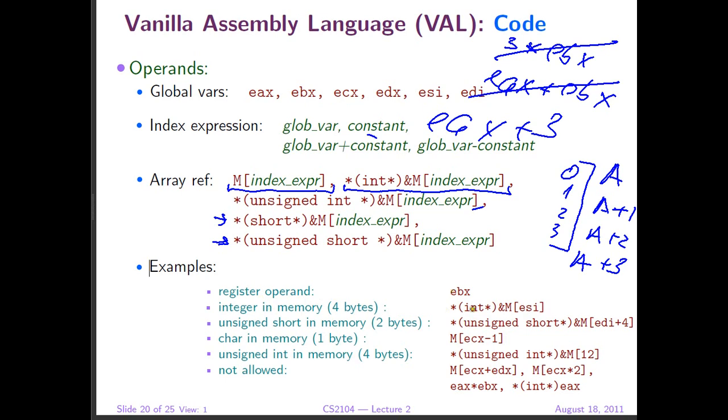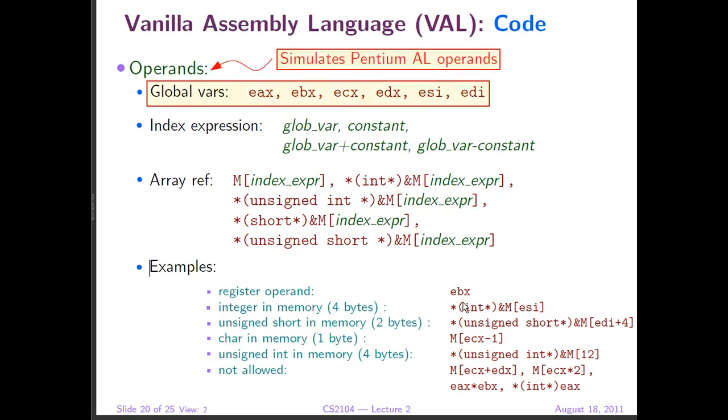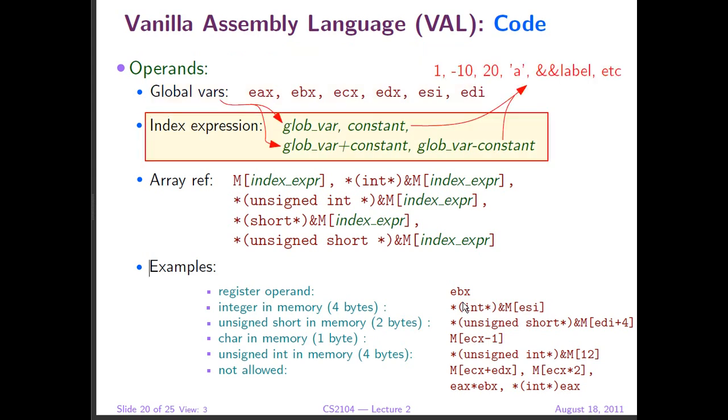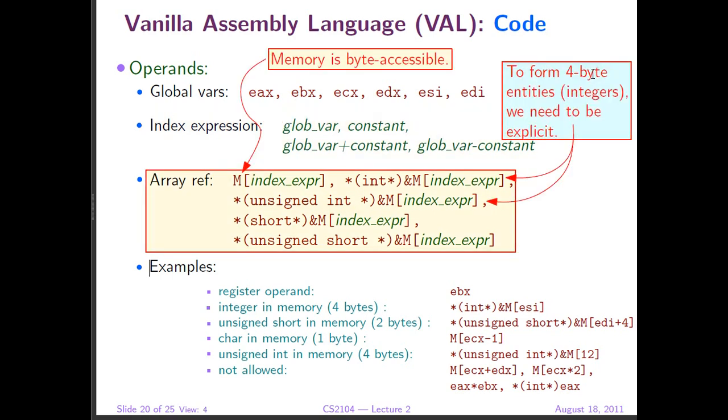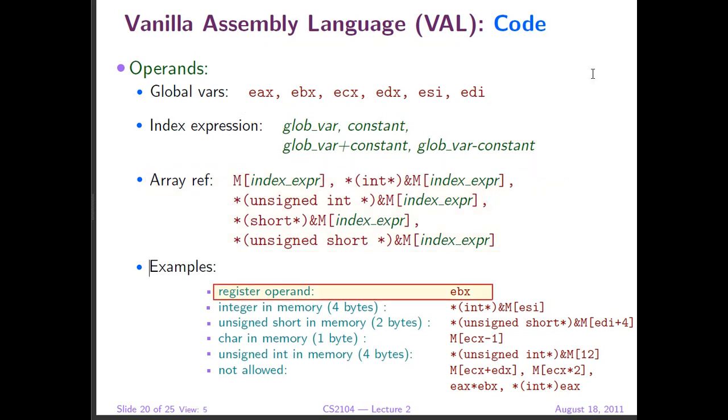So we have a few examples here. Let's do the animation. We simulated Pentium operands. Remember, for instance, that A within quotes is a constant, and the address of a label is also a constant. The conversion is necessary because the array is byte accessible. So whenever we need 4 bytes, we need to convert.